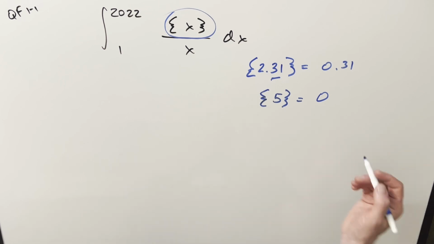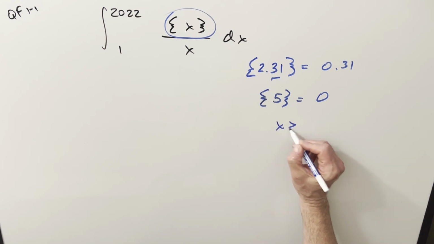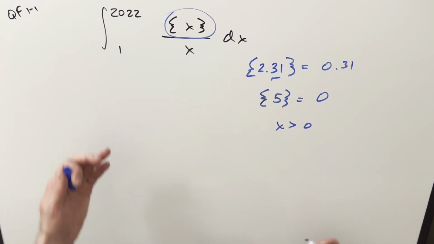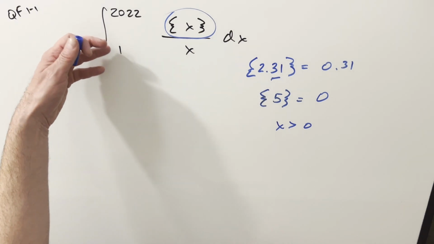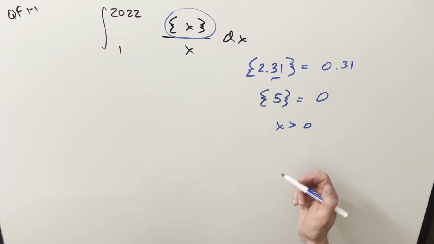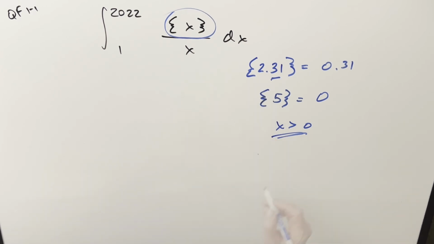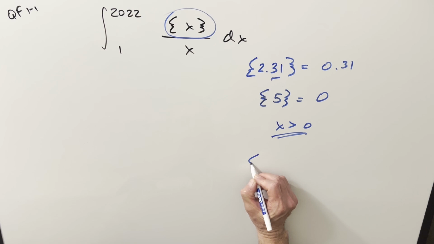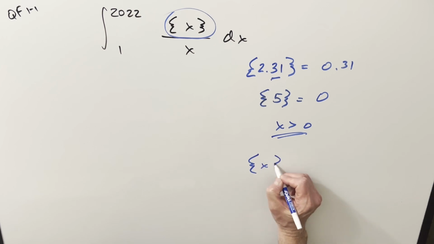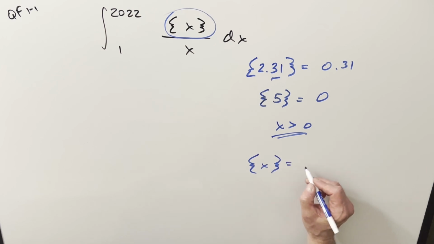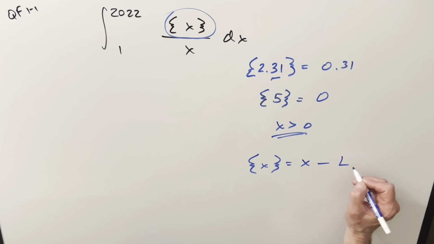Anyway, for this one, we're going to consider x greater than 0, and that's easy for us to do because our integral is going from 1 to 2022 anyway. So the question is, how are we going to handle the fraction part inside of an integral? Well, we can use this definition: the fraction part of x can be written as x minus the floor function of x. And this holds again for x greater than 0.